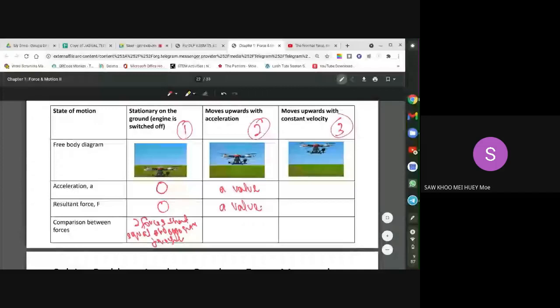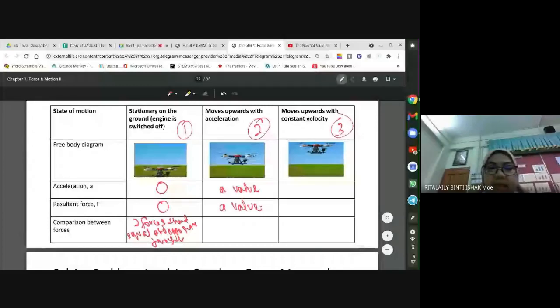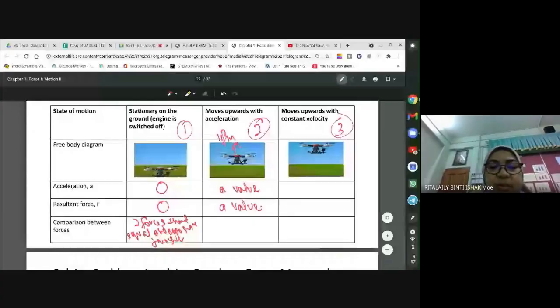Is it normal force is more than weight? Okay, normal force is more than weight. When there is no surface, we do not call it normal force anymore. This is called lifting. I already told you last week, right? Okay, so lifting force is more than weight. Or you can simply say that the upward force is bigger than the downward force.